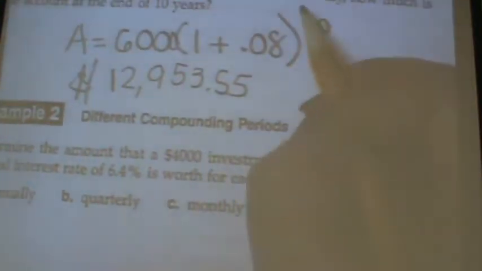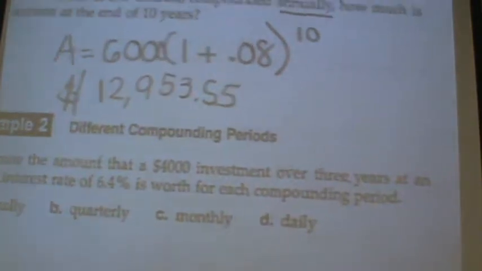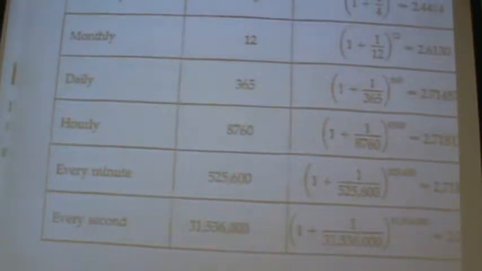In other words, not annually, but what if we compound, flip to the next page, I put a chart here for you, so you don't even have to write this out. Annually, N is 1 time a year. Semi-annually is twice a year. Quarterly is 4 times a year. Monthly is 12 times a year. Daily, there's 365 days in a year. Hourly, there's 8,760 hours. Minutes, 525,600. And every second is 31,536,000.